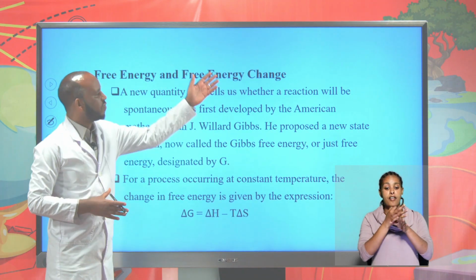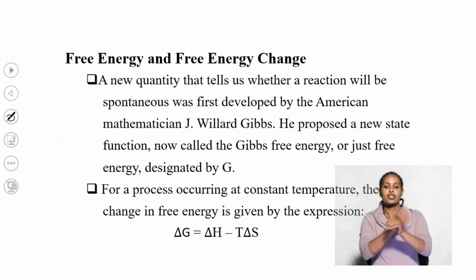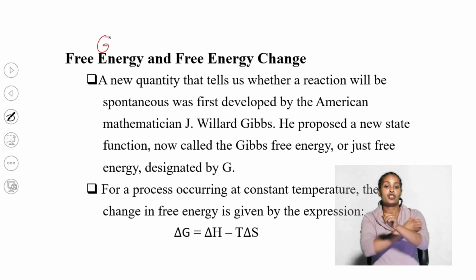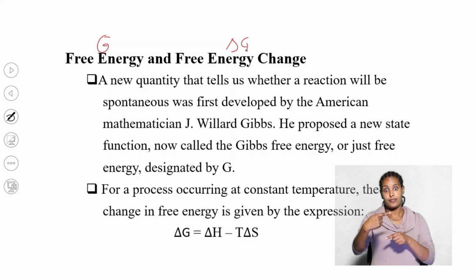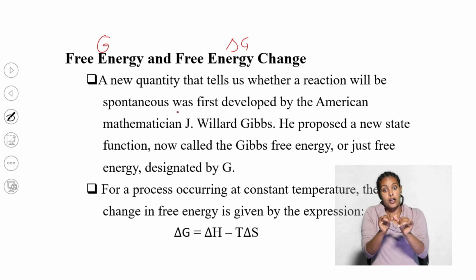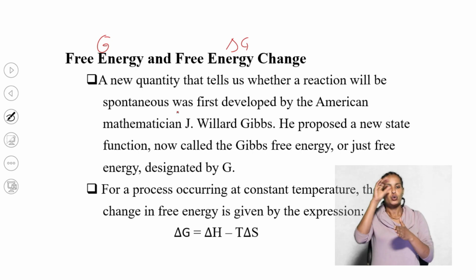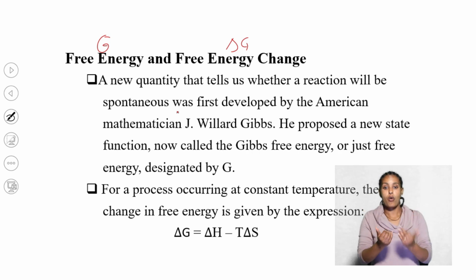Free energy and free energy changes. Free energy is denoted by the symbol capital G, and free energy change is denoted by delta G. A new quantity that tells us whether a reaction will be spontaneous was first developed by the American mathematician J. Willard Gibbs. He proposed a new state function now called the Gibbs free energy change, or just free energy, denoted by G.